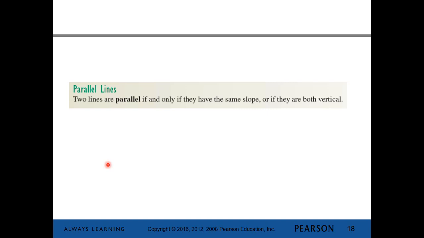Or if they're both vertical. Okay, which means both of them are undefined. But they are both either vertical or they have the same slope. So it's an if and only if, which means this is the definition. So parallel lines are two lines that have the same slope. If you have two lines that have the same slope, they must be parallel. If you have two parallel lines, then the slopes must be the same, okay? Or they must be vertical.